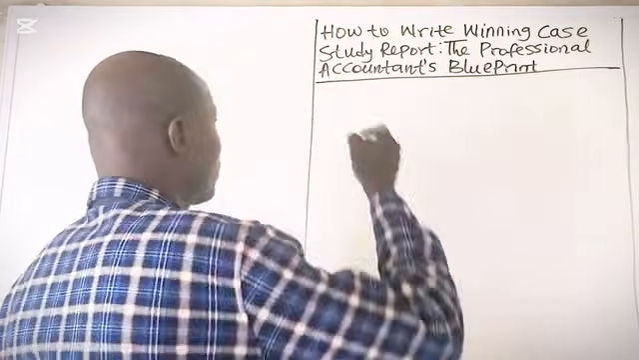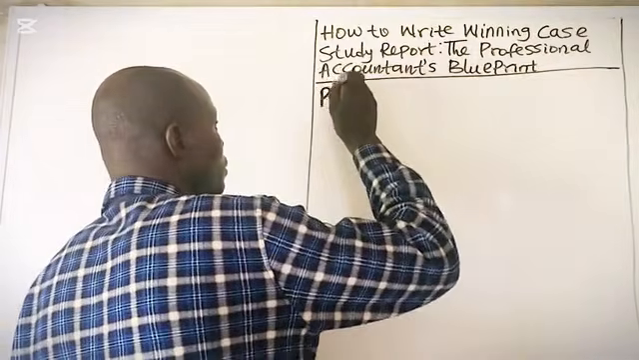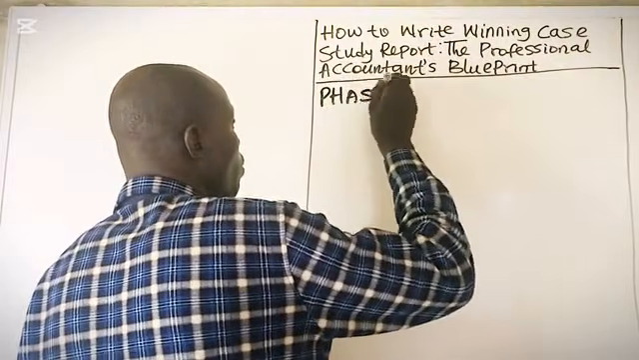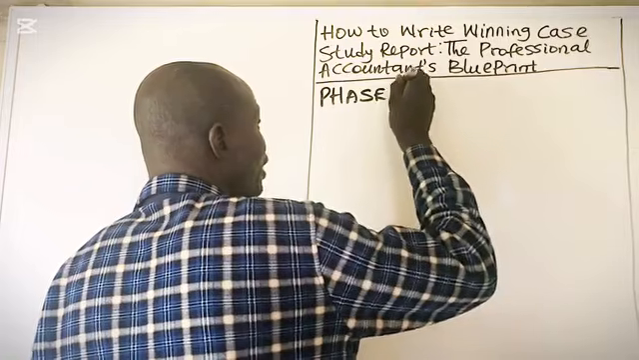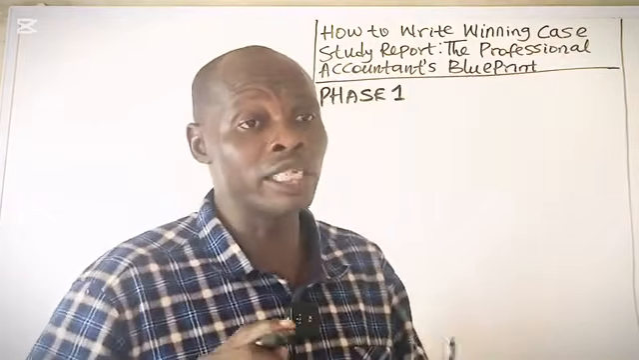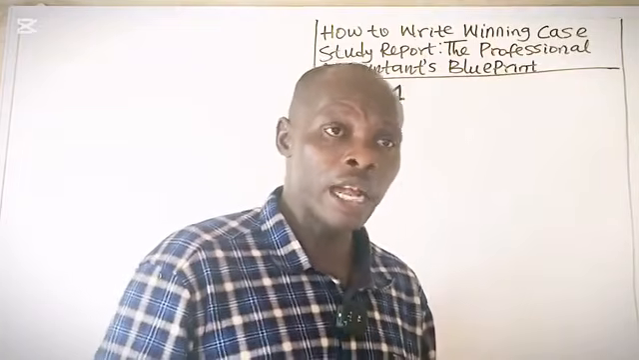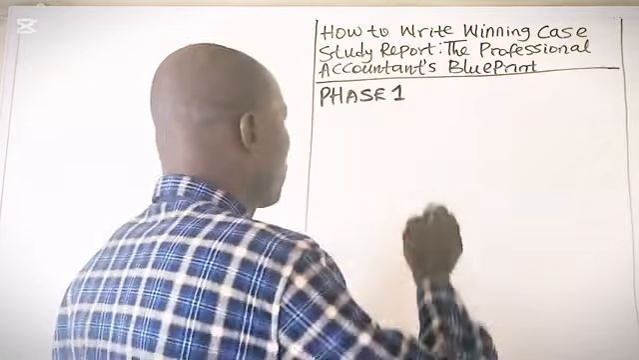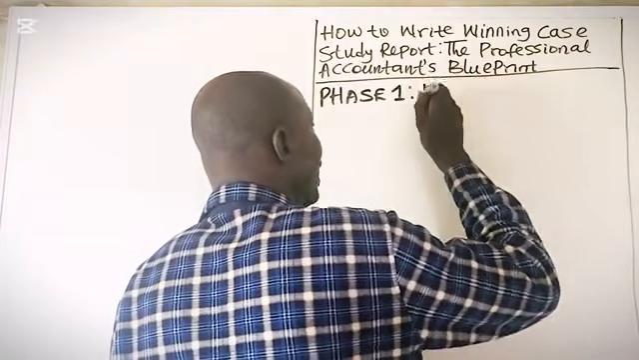Phase 1. The first phase in your report writing is to identify the type of report required. Identifying your report type. That is the first phase.